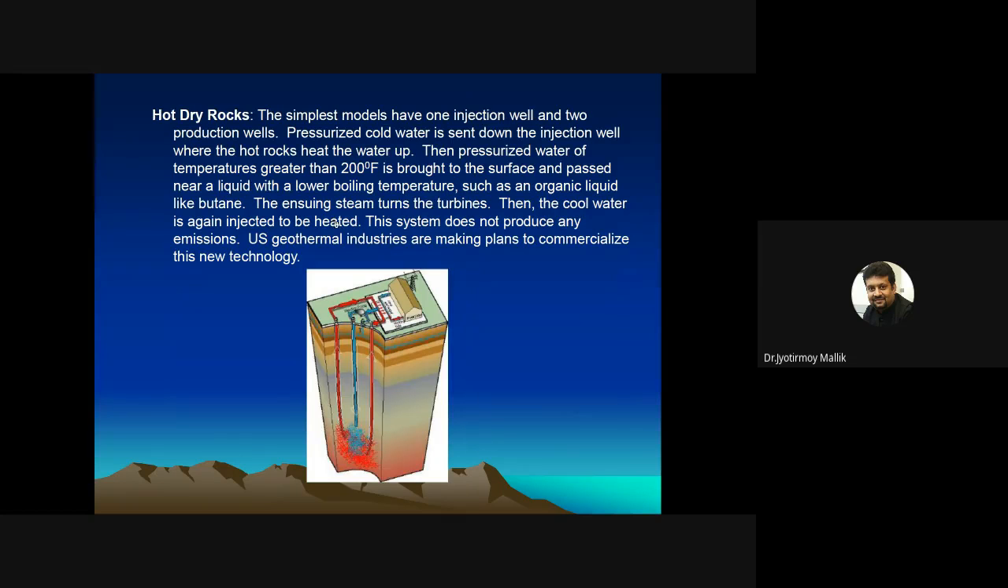Now, hot dry rocks. What happens in hot dry rocks? Say for example, I have a source which is a fractured granite, and granite has a lot of radioactive material. So it is a heat source because it continuously undergoes radioactive decay.